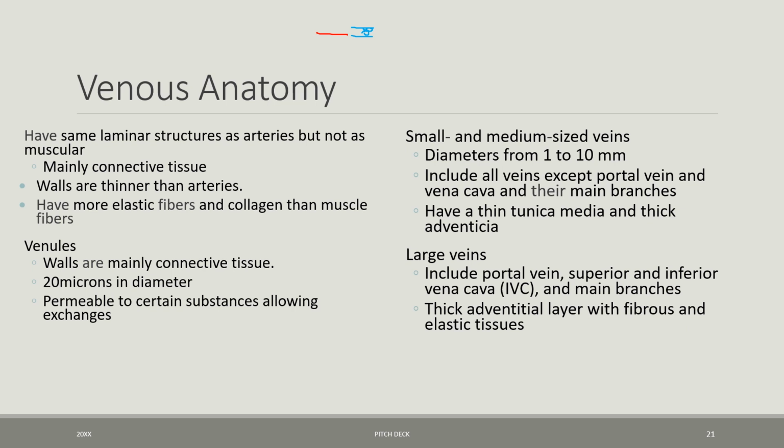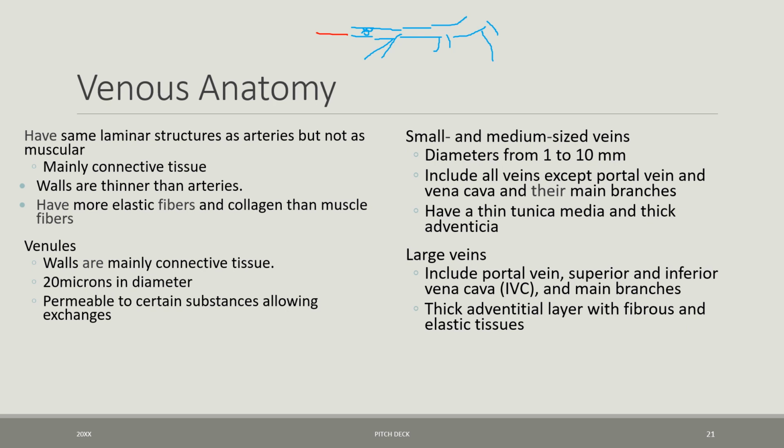Then the venules will all, what we call anastomose, come together, and they will create bigger veins. And bigger veins anastomose, and they create medium-sized veins, which anastomose to create larger veins, and those larger veins are ultimately going to dump into the heart. So our small to medium veins are usually very small, 1 to 10 millimeters. These are all veins except the portal vein, vena cava, and the main branches of the neck. They have that thin tunica media and a thick tunica adventitia, which makes them very sturdy but compressible.